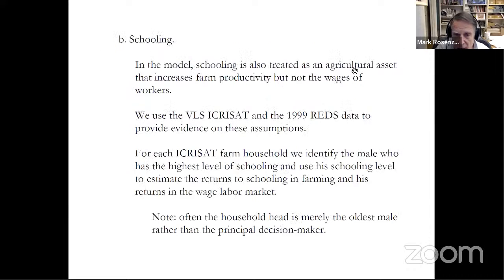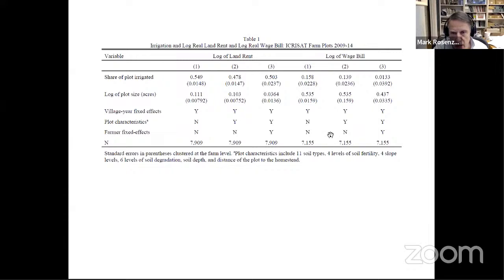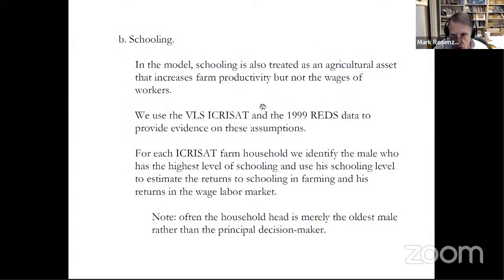So we can chalk that up as a shift to a democratic from aristocratic governance should decrease investments in irrigation when there's a large fraction of the population that is landless, because they don't favor this. So could I ask a sort of... Sure.